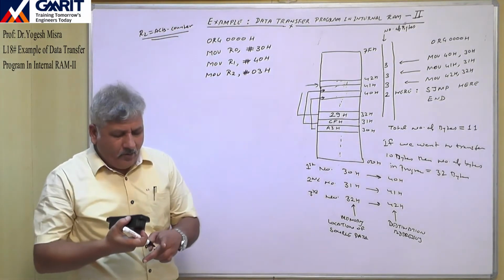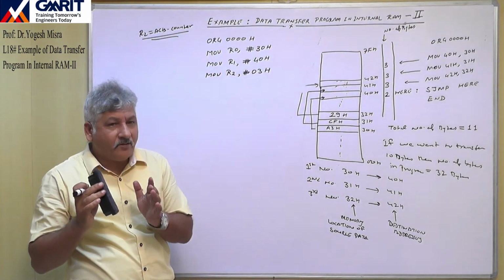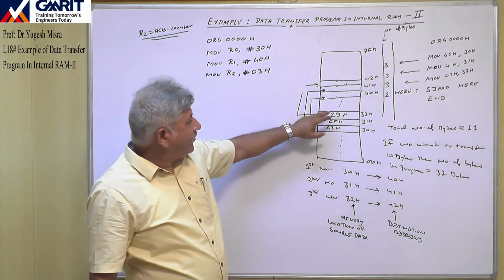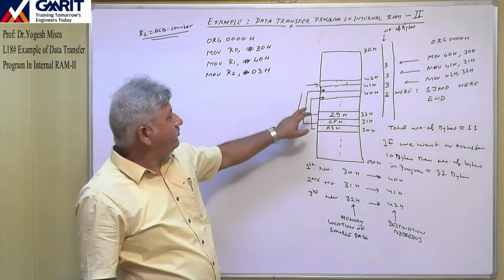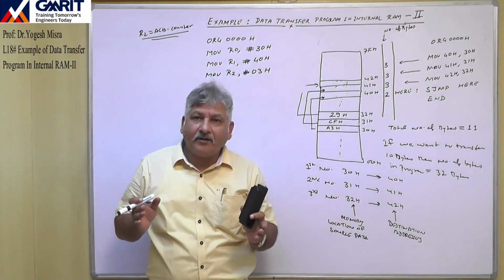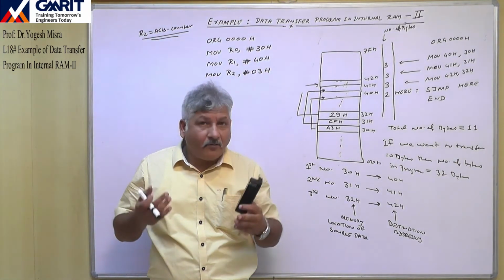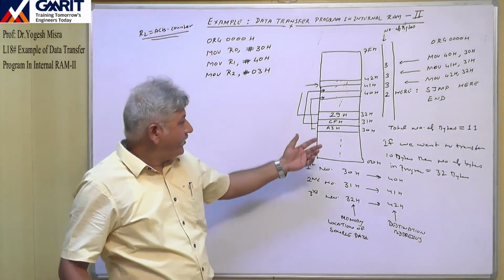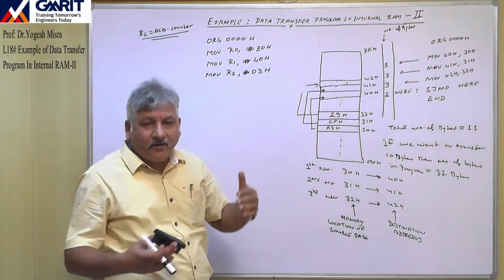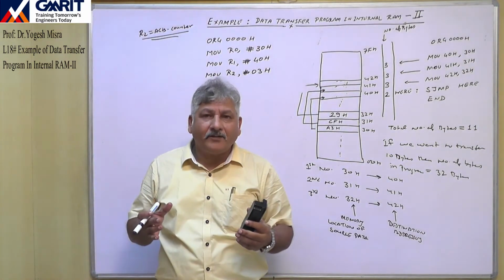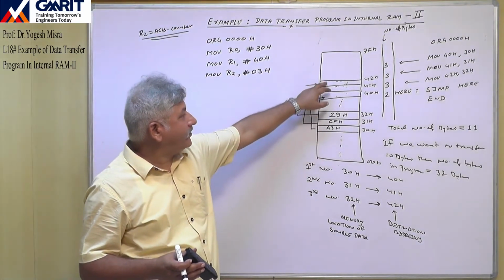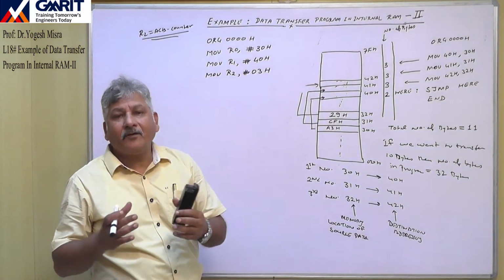So what approach I will use to transfer this byte? First I will transfer first byte from 30H to 40H. Then I will check whether I have transferred all the bytes. If I have not transferred, then I will transfer second byte to this location. After this again I will check whether I have transferred all the bytes. No. Then I will transfer third byte to this location.